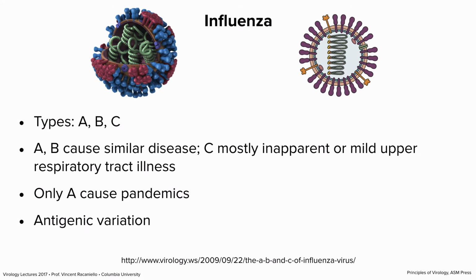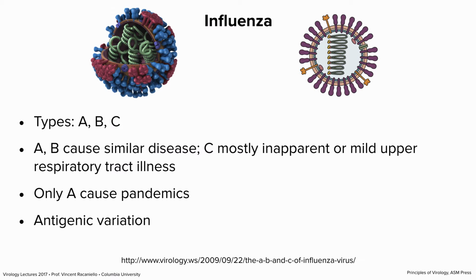So let's start with influenza. We're just reaching the end of the flu season now. There are three types of influenza viruses, A, B, and C. They're all enveloped, negative-stranded RNA viruses with a segmented genome. We've talked about their structure, their replication. You should know that well by now.